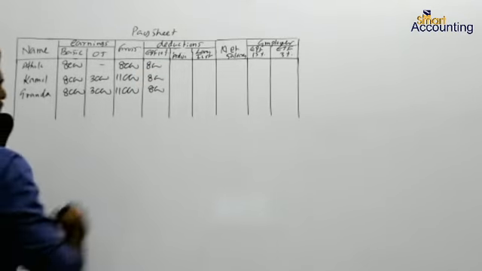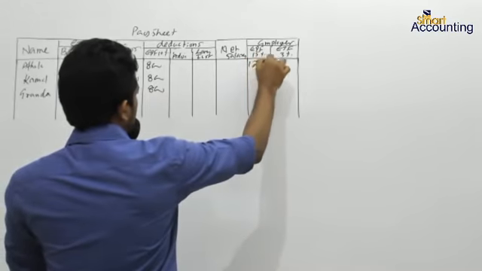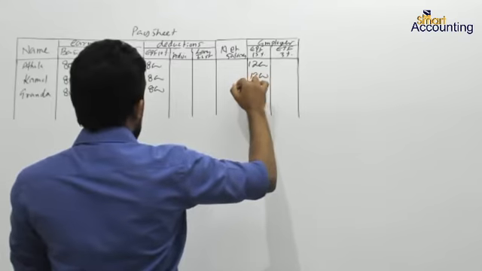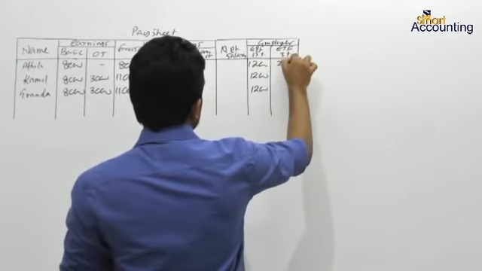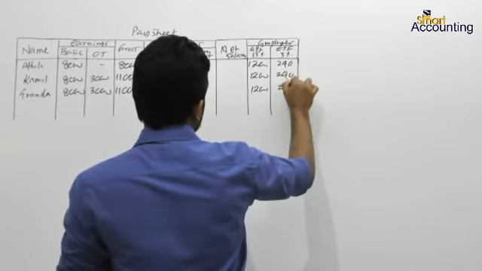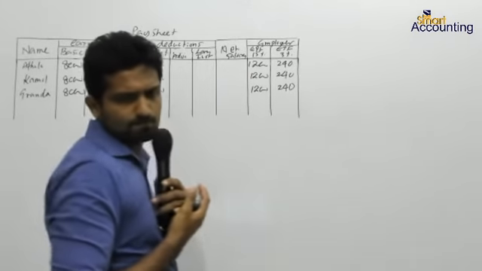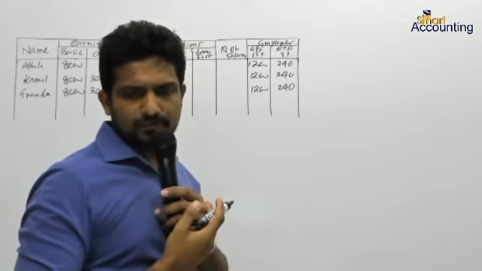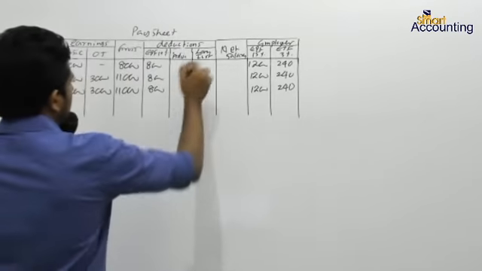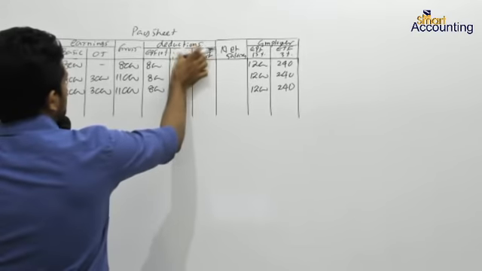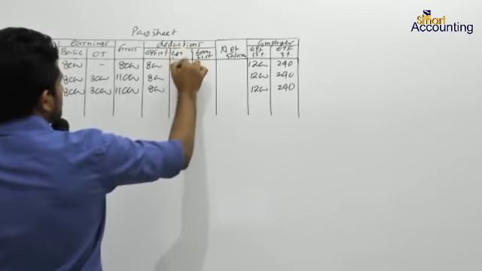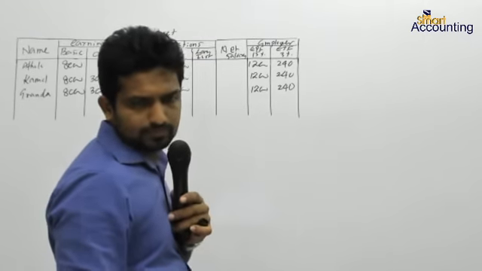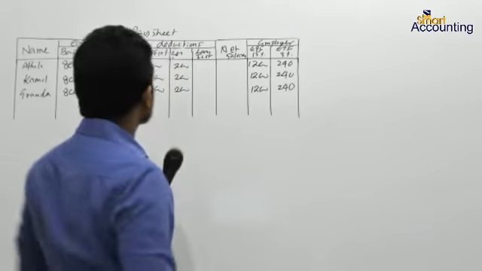$800 each. Here 1,200 each. Here 240. Then employee contributions to the welfare society per month is 200 per employee. Welfare society. Loan installment of around 4,000.